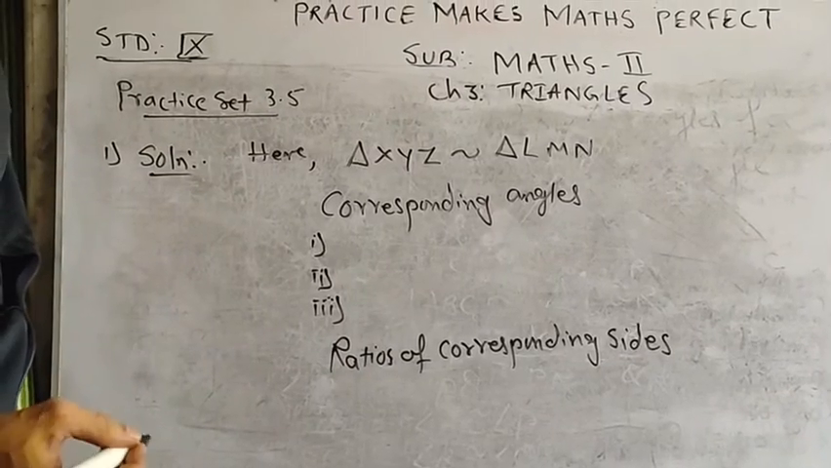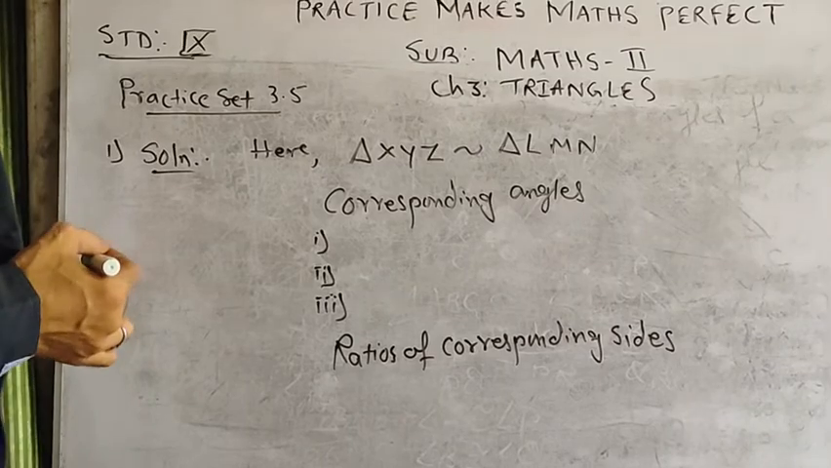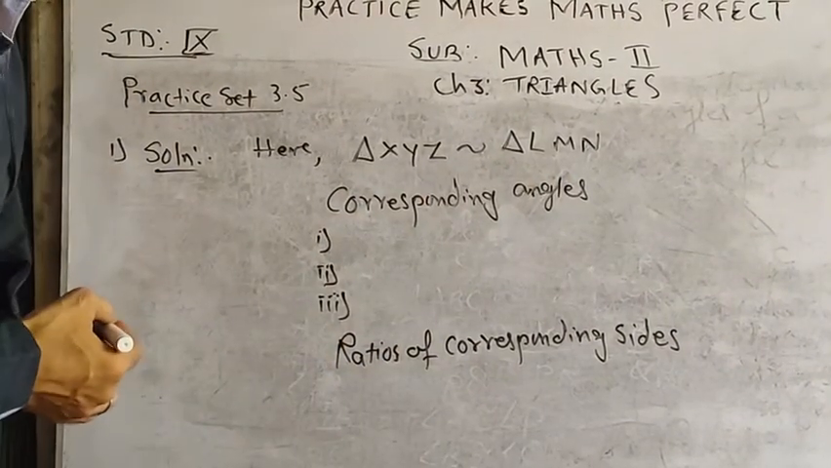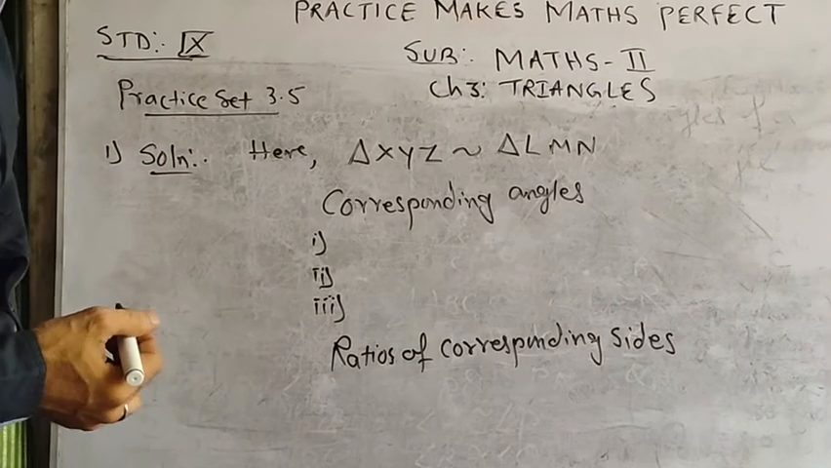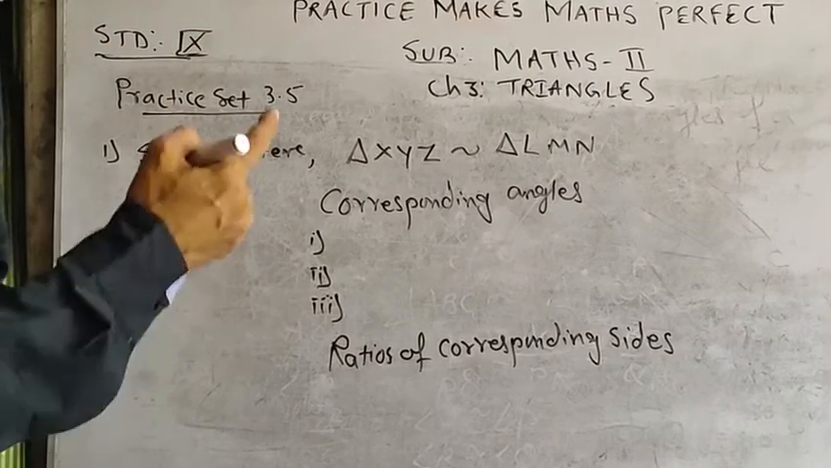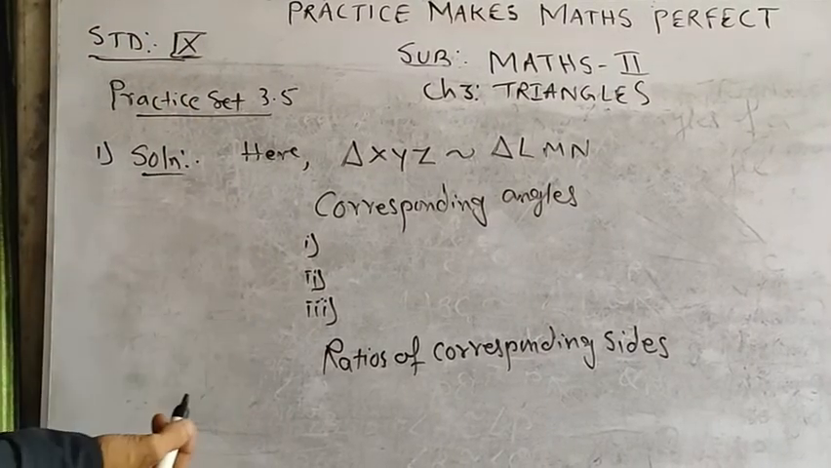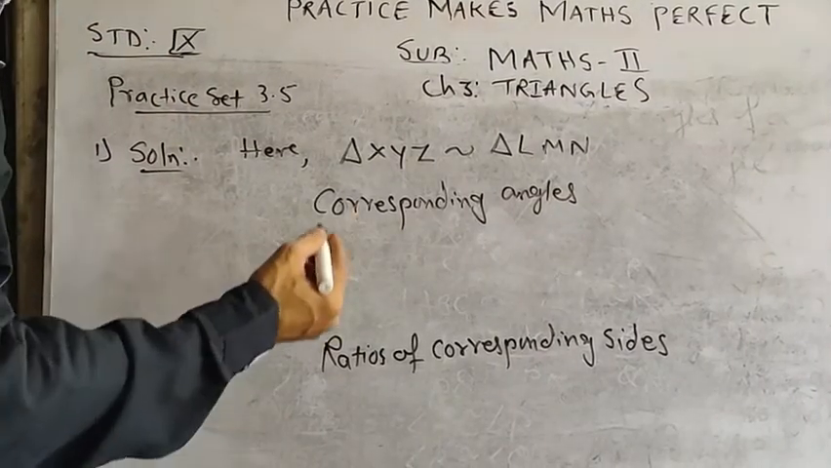Now come to practice set 3.5. First sum, very simple sum. Two triangles are similar. It is given in the question, and you want the corresponding angles and the ratio of corresponding sides. My dear students, now you know very well which are the corresponding angles.